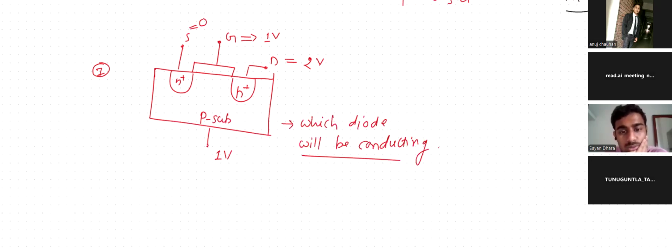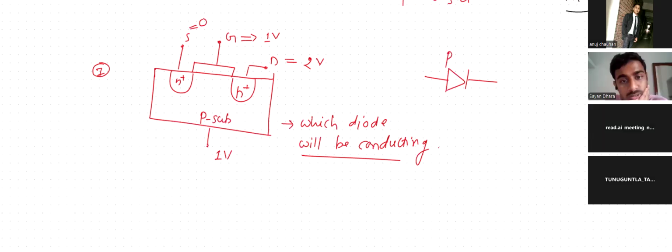I don't know which diode is conducting. I mean, this type of device physics I didn't learn. This is the MOSFET only. Fine. If there is a P on one side and an N on the other side, that is the formation of a diode. This is the P substrate, this is the N. So there is one diode here.